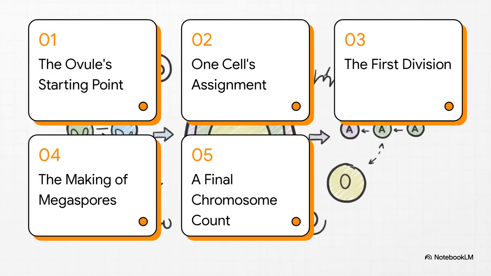So here's our game plan. We'll start inside the ovule, see how one cell gets a special assignment, follow it through a really key division, witness the actual making of the megaspores, and then we'll finish up with a final chromosome count to make sure all the genetics make sense.